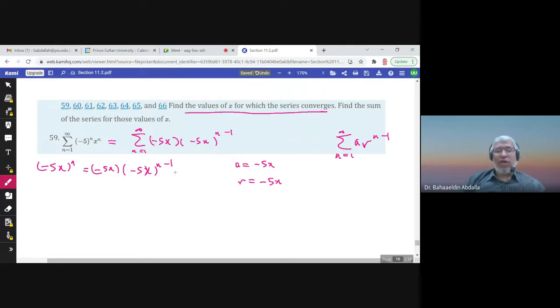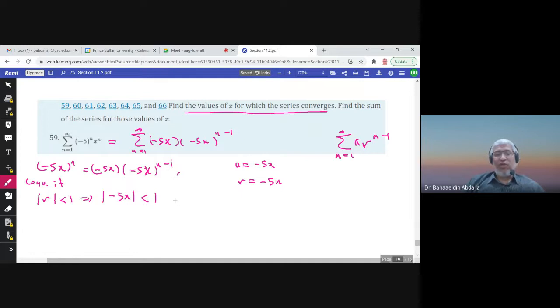So comparing it with the geometric series, it would be convergent if the absolute value of r is less than 1. So it converges under this condition. Here r is negative 5 over x. So find the values of x that make this absolute value less than 1, and then you will answer the question, because the question says find the values of x for which the series is convergent.